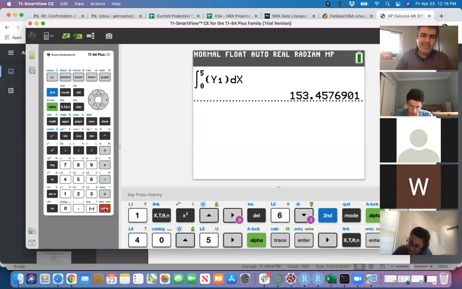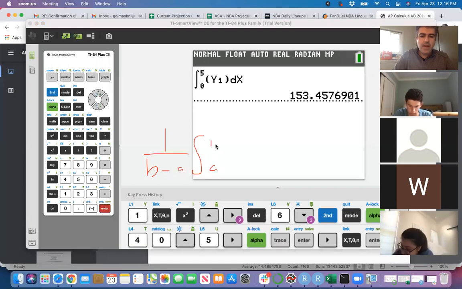I'm going to show you the scoring guidelines in just a little bit, so you see how that looks. Okay. Now part B. What is the average number of fish that leave the lake per hour over the 5-hour period? Now, they want an average value, right? Remember, average value is 1 over b minus a, integral from a to b of whatever function you're dealing with. In this case, we're doing leaving the lake, so it's L of t dt. Now, setting that up is also worth 1 point.